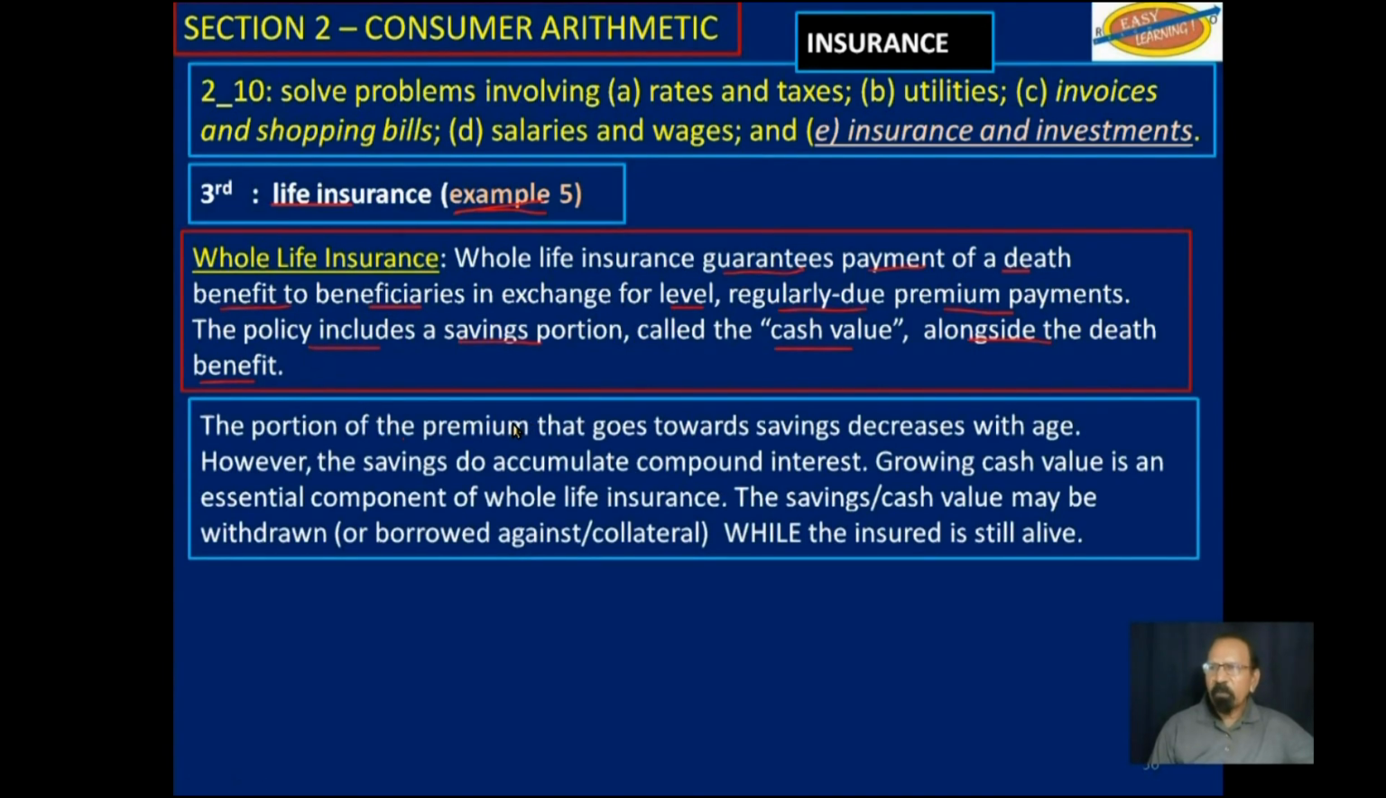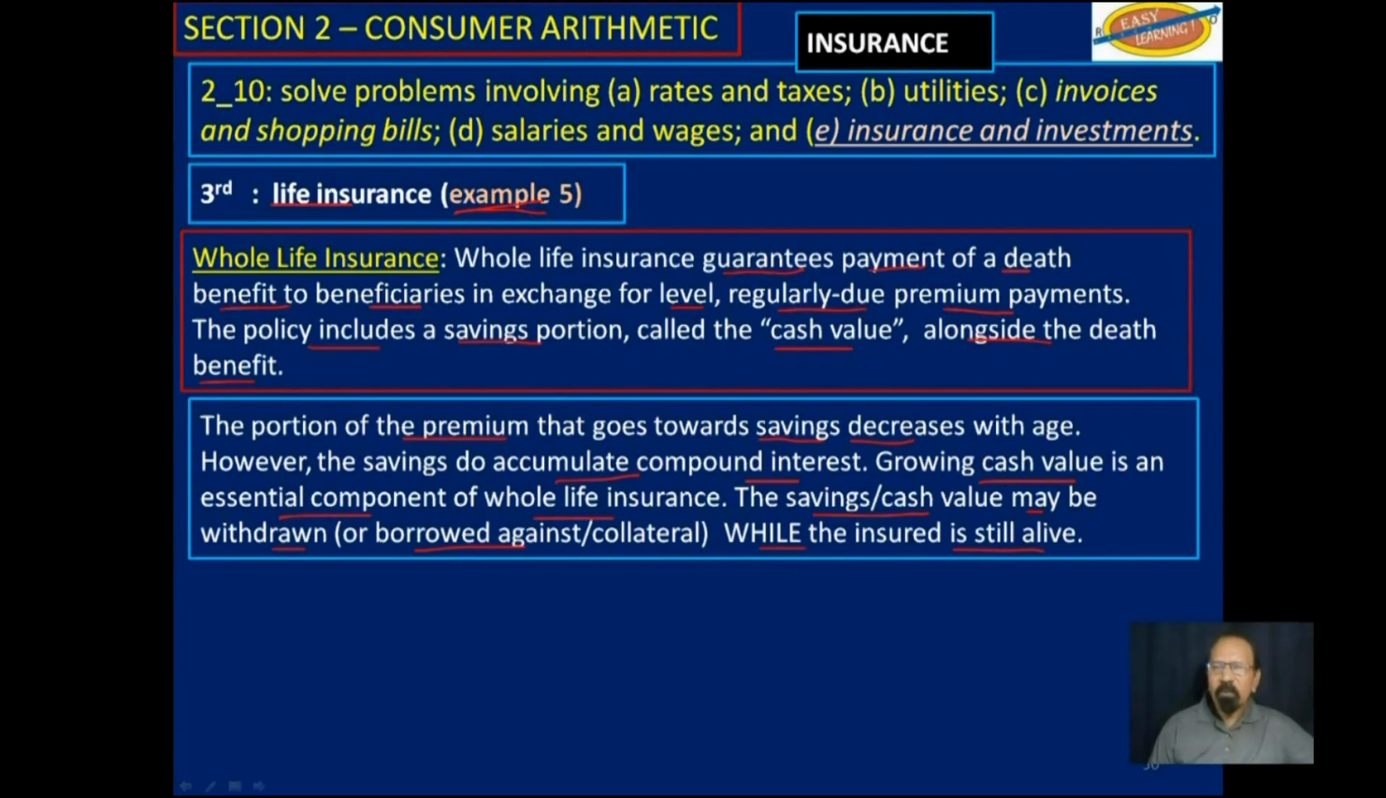So a portion of the premium goes towards saving. And of course, the ratio of that savings decreases as time goes by. However, the savings do accumulate compound interest. Growing cash value is an essential component of whole life insurance. The savings of the cash value may be withdrawn or borrowed while the insured is still alive.